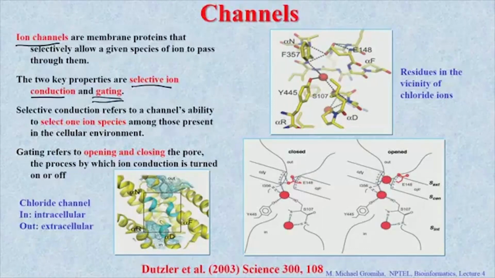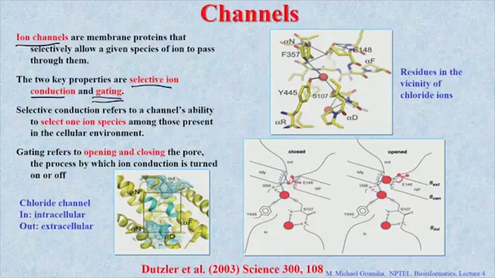The second one is gating. Gating means in some cases the channel opens, so it allows ions to pass through, and in some cases it closes the channel, so the molecules cannot enter these channels. If you see this example, it shows the closed and open conformation. Here the ion is here, and it wants to be transported through this membrane. Here you see glutamic acid 148, which is inside the membrane.